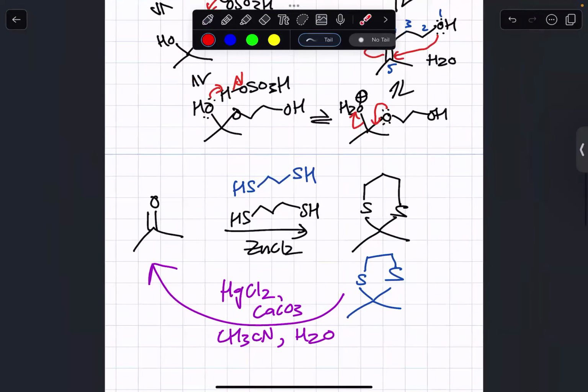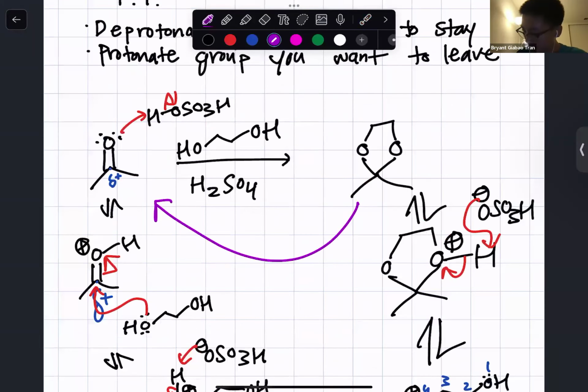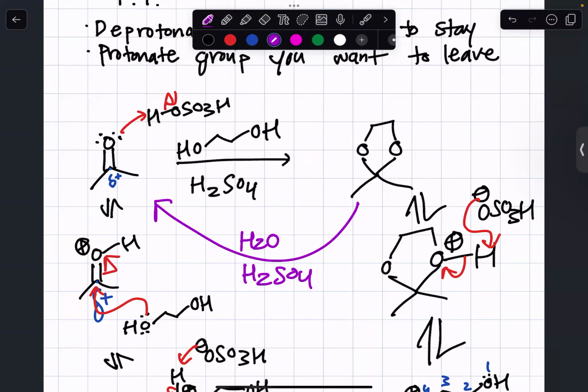Got it. And then what about for the cyclic acetal? If you want to go in reverse of that. Yeah, to go in reverse, water and acid, H2O and some kind of acid, H2SO4 or H3O plus. Got it.